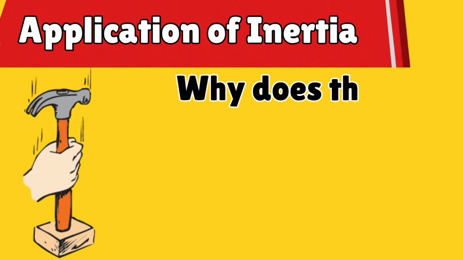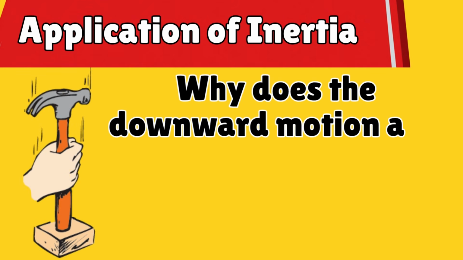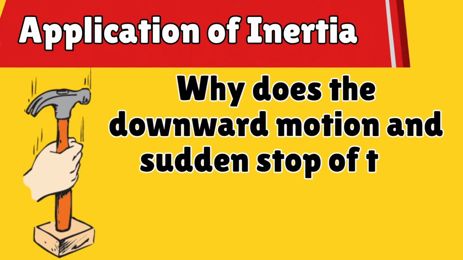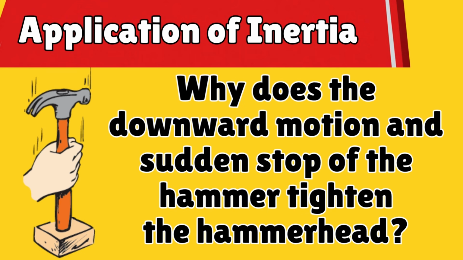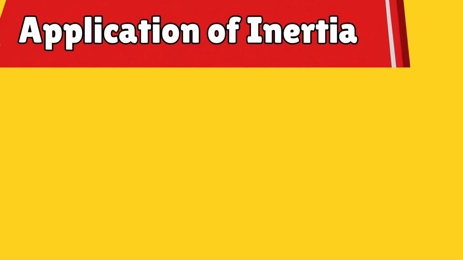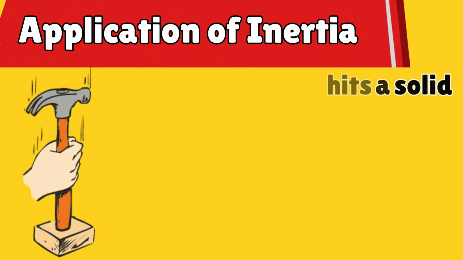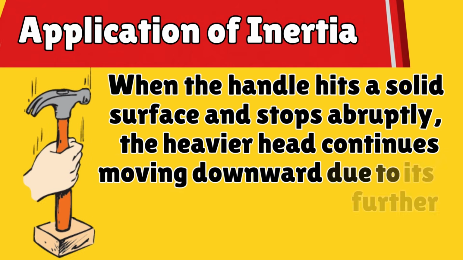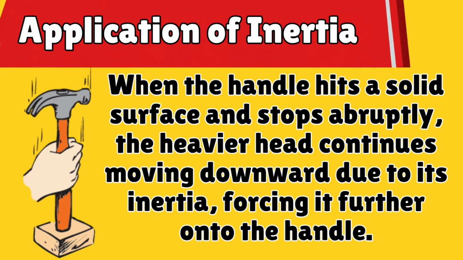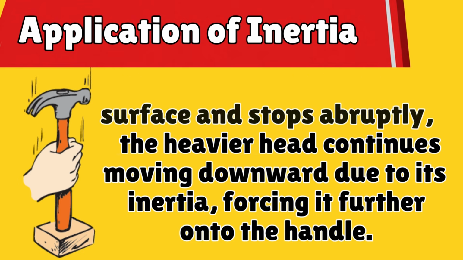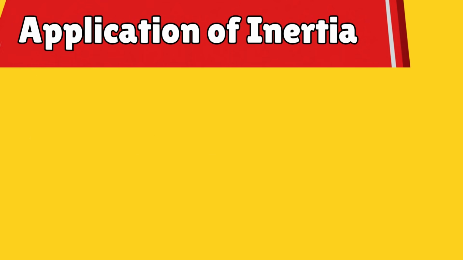Another application is when you are tightening the hammerhead. Why does the downward motion and sudden stop of the hammer tighten the hammerhead? When the handle hits a solid surface and stops abruptly or quickly, the heavier head continues moving downward due to its inertia, forcing it further onto the handle.